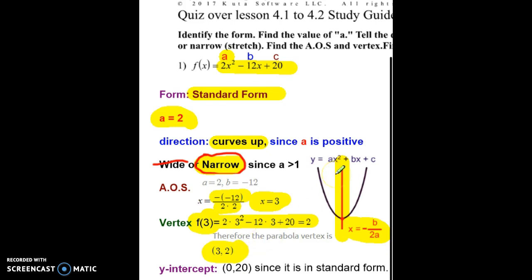It says to find the y-intercept only if you can read it. This is standard form. C is 20. So my y-intercept is 0, 20.